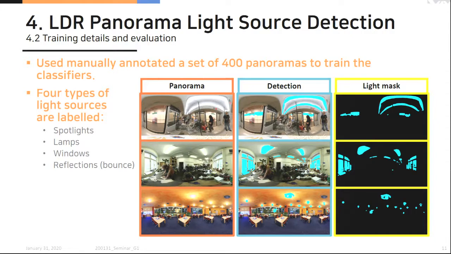Yes, different examples. And they manually annotated the lights, labeled the lights, on a set of 400 panoramas, manually. Seriously. I was like, oh my gosh, really? I respect them. And then they trained the classifiers. So now they got really good results by using their lights classification.